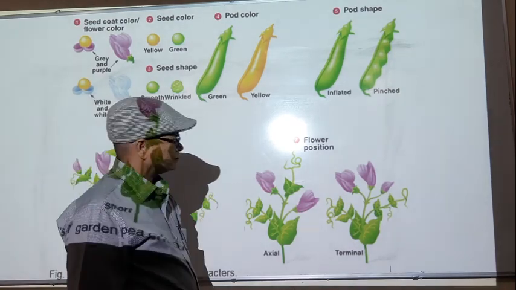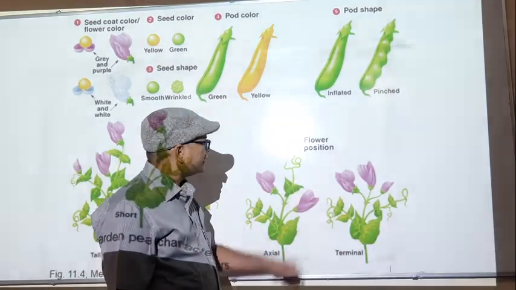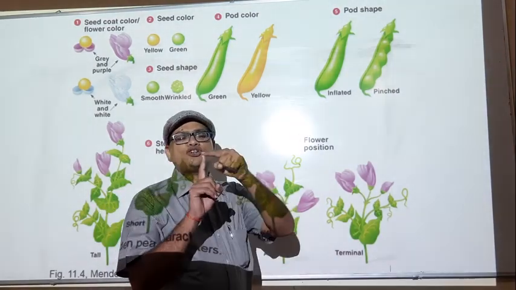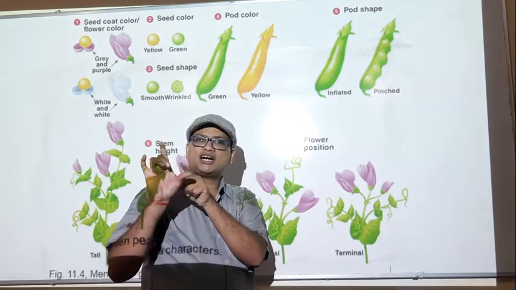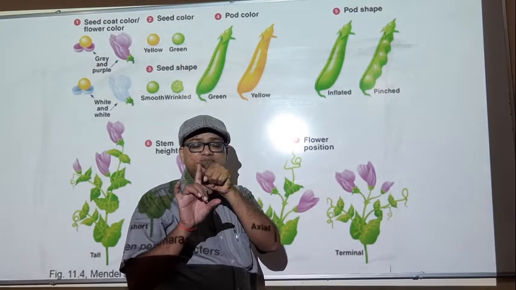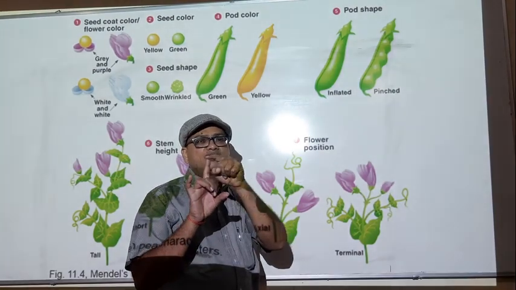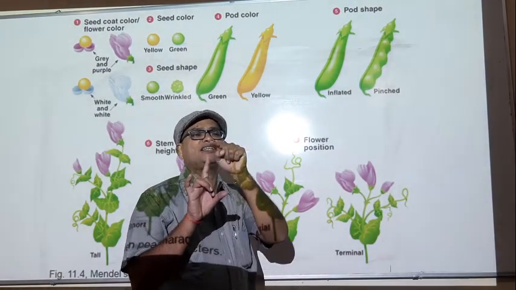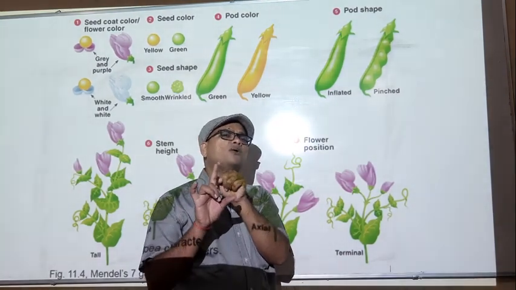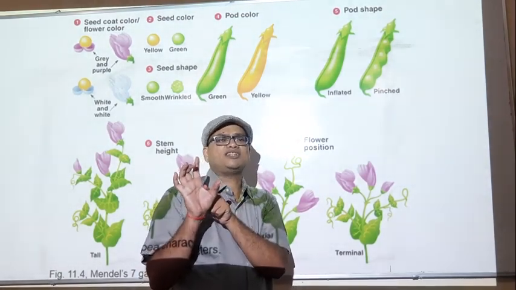And the flower position. Here the flower position as well as pod position are both taken as a single character. Flower position or pod position may be axial or terminal. Here this is the axial position and this position is called the terminal position. If the flower or pod is at the top of the branch, then it will be terminal, and if the flower or pod is present at the axillary position, then it will be axial.